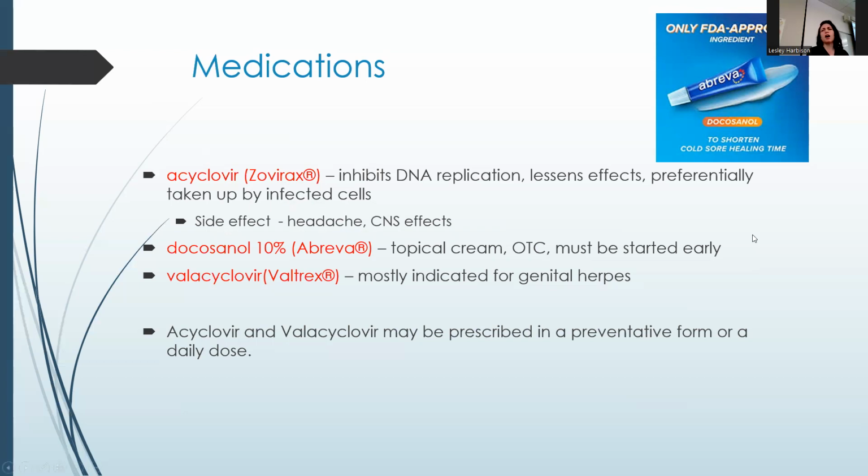The docosanol, Abreva, that's over the counter, that's the cream. You can also buy a generic that just says docosanol instead of buying Abreva. And then there's valacyclovir or Valtrex, and that's mostly indicated for genital herpes, but I think they sometimes prescribe them both or together, depending on what the person needs. It could be prescribed at an outbreak, or it could be prophylaxis. If somebody just always has recurrent outbreaks, they might give it to them as a regimen.